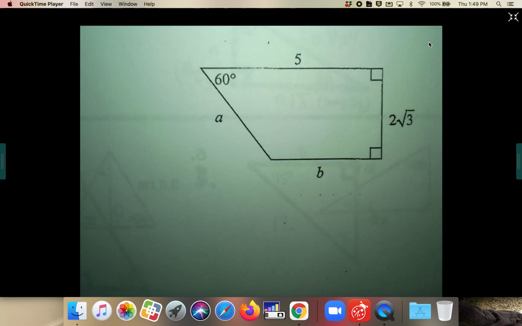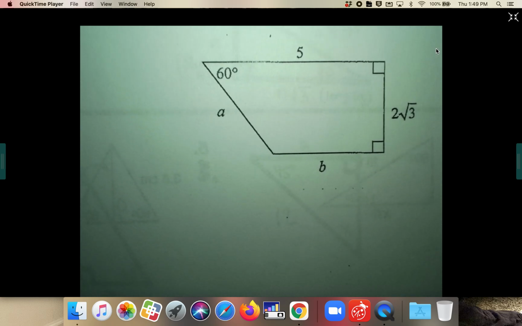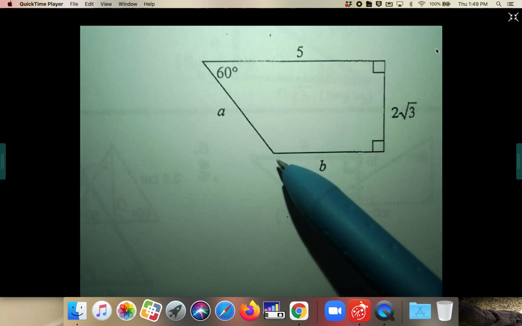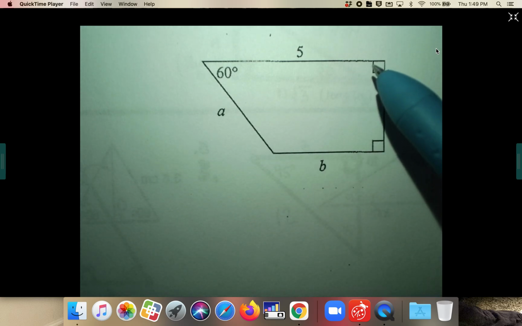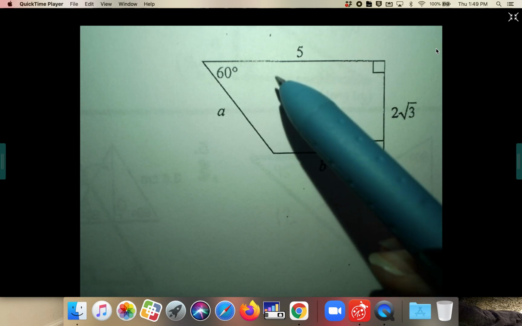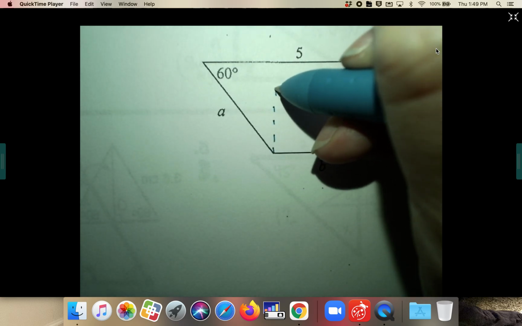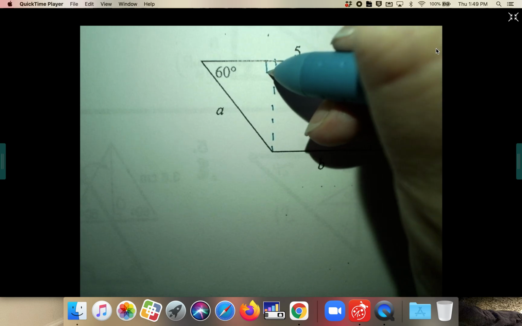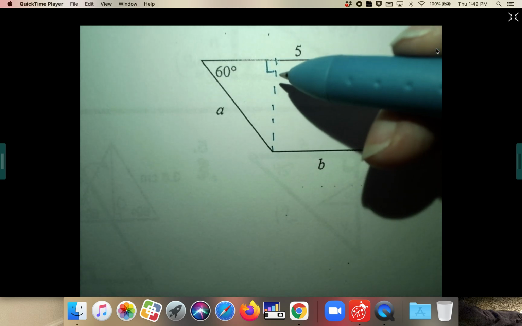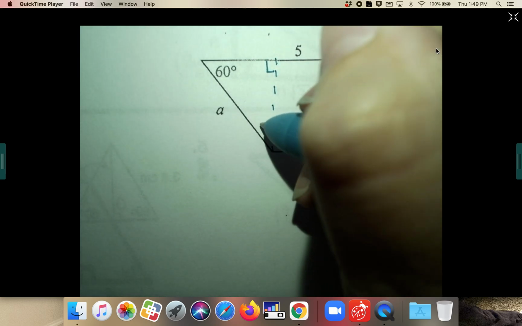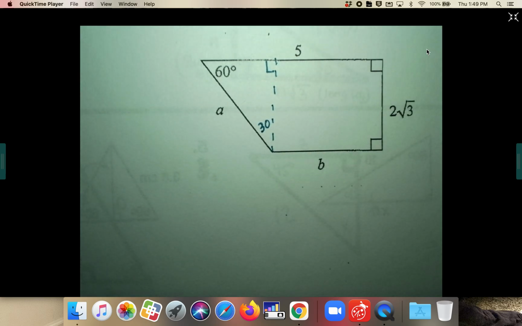All right, so this is an interesting problem. I see a 60-degree angle here, so I need a 90. So what I'm going to do is cut this right here and make kind of like an altitude. It's totally fine if your line is not perfectly straight. Mine's not either. But I want to drop a 90-degree angle here so that I can have a 60, 90, and now a 30 down here.